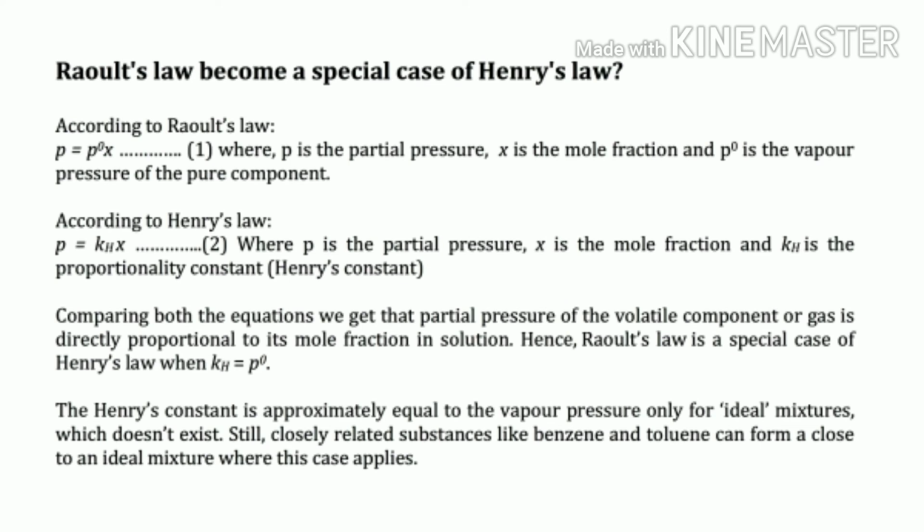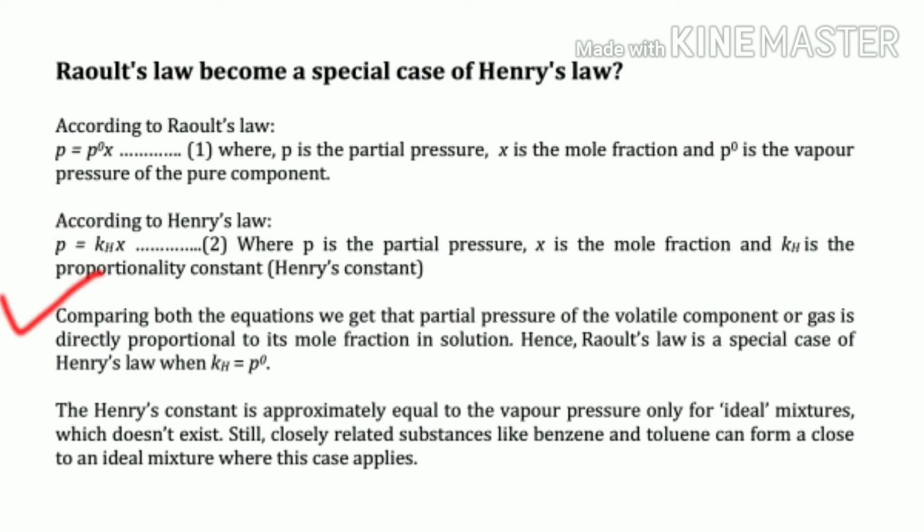Now, can we consider Raoult's law a special case of Henry's law? Let us check this. According to Raoult's law, we know P is equal to P naught into X. Give it equation number 1, where P is the partial pressure, X is the mole fraction, and P naught is the vapor pressure of the pure component. Again, according to Henry's law, P is equal to Kh into X, or K into X. Give it equation number 2, where P is the partial pressure, X is the mole fraction, and Kh or K is the proportionality constant known as Henry's law constant.